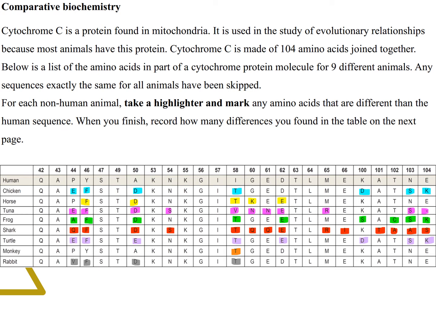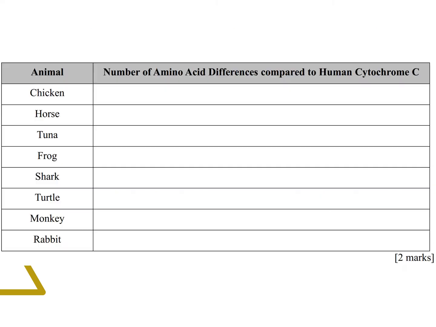What you need to do is count how many differences in the amino acid there are in chicken all the way to the rabbit and write it down in the next table. After counting, this is the number of amino acid differences compared to the human cytochrome C protein. Let's take a look.